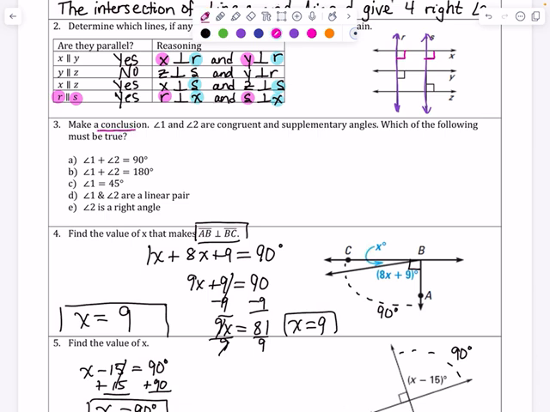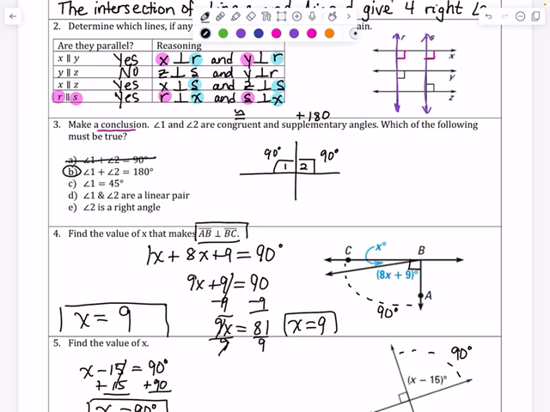Angle 1 and angle 2 are congruent supplementary angles. So they have to be supplementary, which means they would add to 180. Congruent means they have to be the same measure. So angle 1 and angle 2 have to be 2 right angles. 90 degrees, 90 degrees. What must be true? Angle 1 plus angle 2 together have to equal 90. Nope, but they have to equal 180.